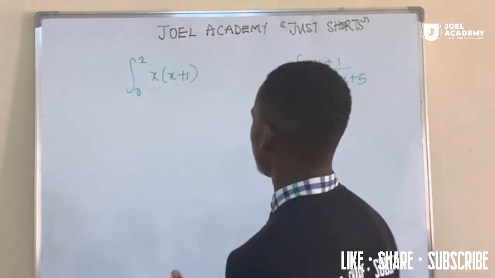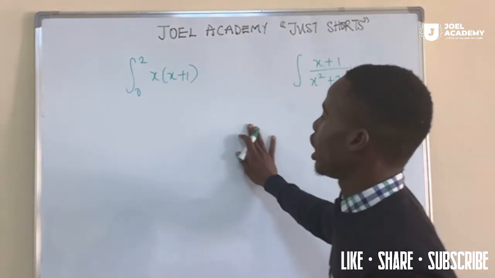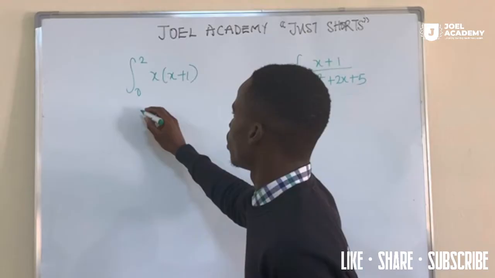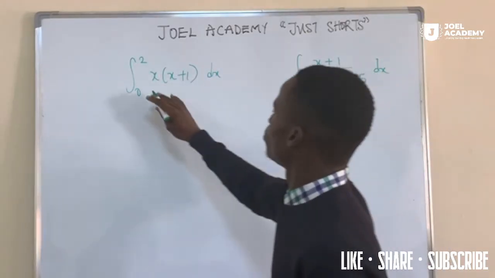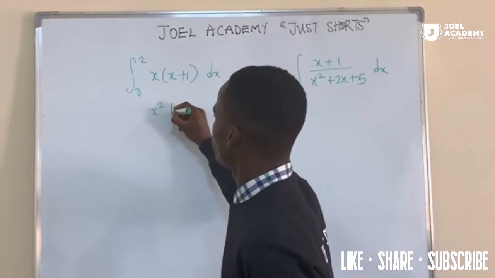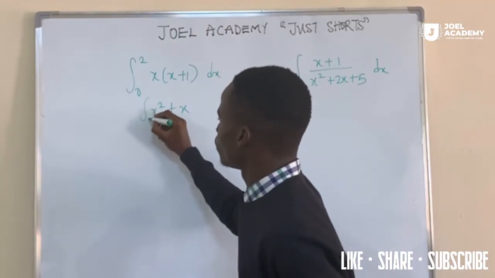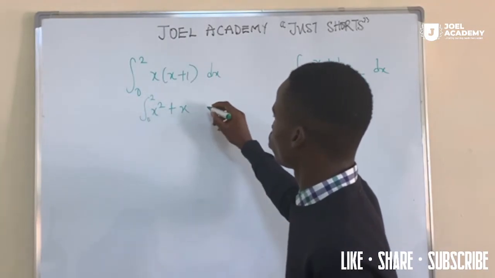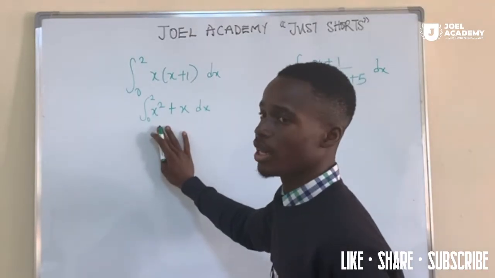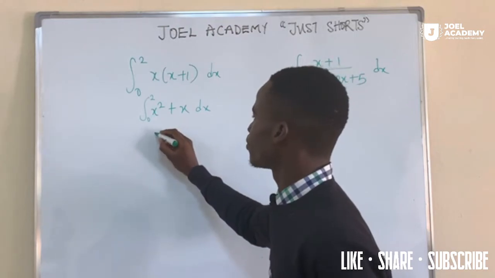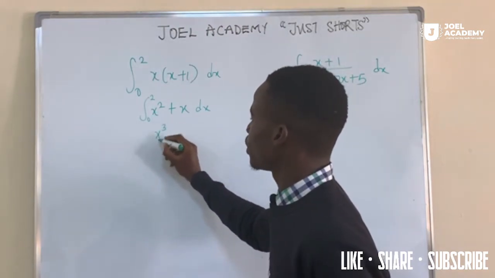So we have these two questions, and in order for us to solve this, yes, the x and the x. So we can just open the bracket. We have x squared plus x, right? Integral of 0 to 2. So we integrate this. Integrating this, we have what? x cubed over 3, right?